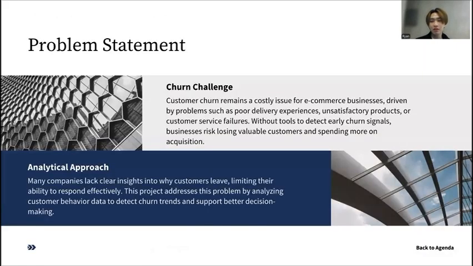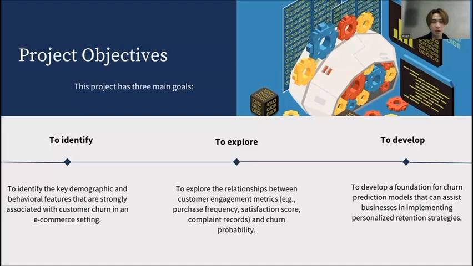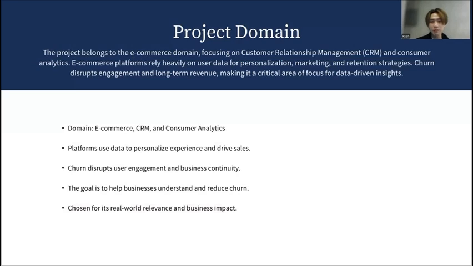The main issue we address is customer churn, a costly problem in e-commerce caused by poor delivery, service failure, or unsatisfactory products. Many platforms can't detect churn early, leading to higher costs and lost customers. Our project used data analysis to uncover early churn signals, helping businesses make smarter, proactive retention decisions. Our project has three main objectives: identify key features like age, gender, and purchase history linked to churn, explore how engagement factors such as satisfaction and complaints affect churn rates, and build a foundation for a predictive model to support proactive data-driven retention strategy. This project focuses on the e-commerce domain, especially customer relationship management and consumer analytics.